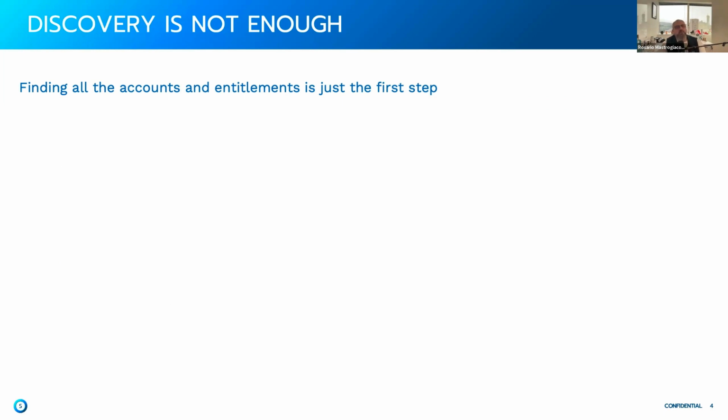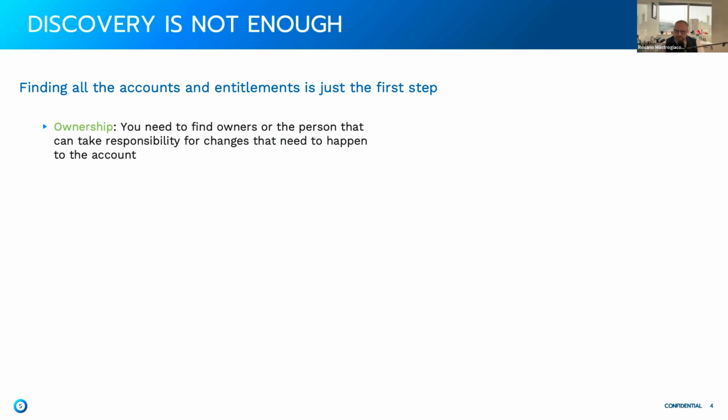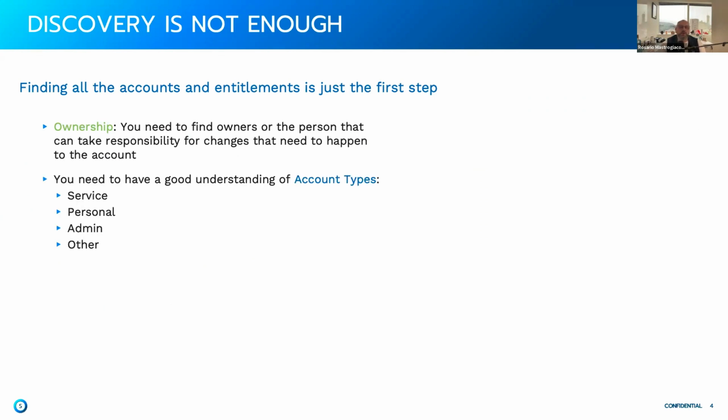So what is enough? Well, what you have to do is you have to understand ownership. It's one thing to know that an account called B Smith exists, or an account called SVC application Y exists, but who actually owns that account? Who is able to take responsibility for whether or not that account should actually exist, never mind what entitlements that account has and whether or not it actually should have those entitlements. Ownership is key to everything you're going to do. Without ownership, you cannot take action. And we'll talk about that later on in the webinar. The next thing you're going to want to know is account type.